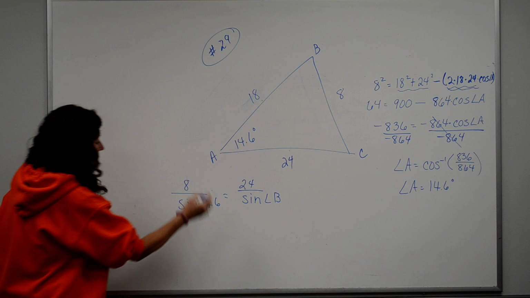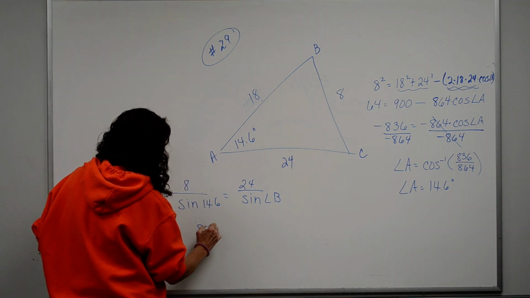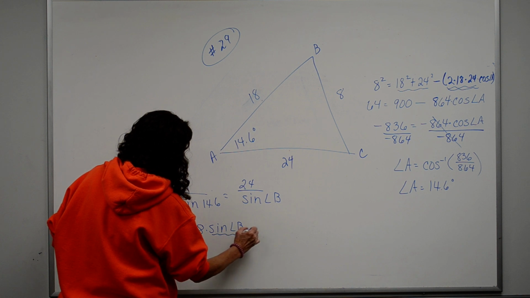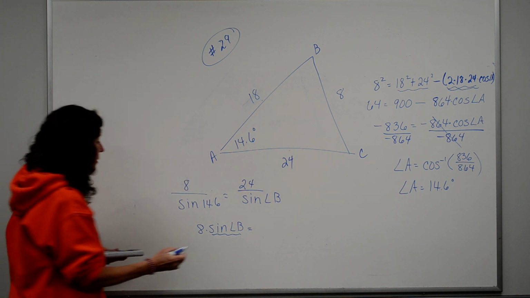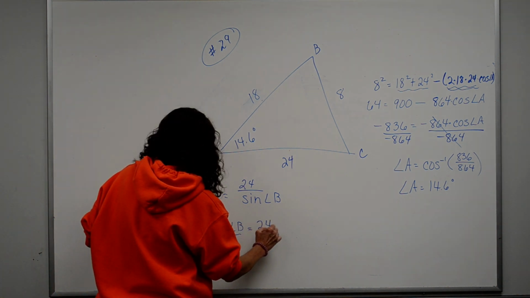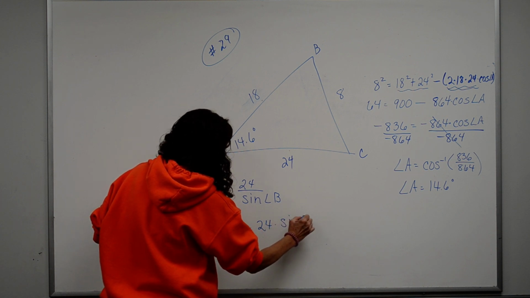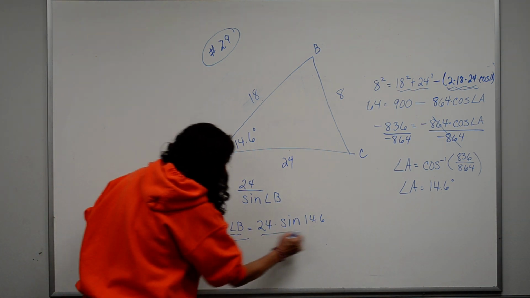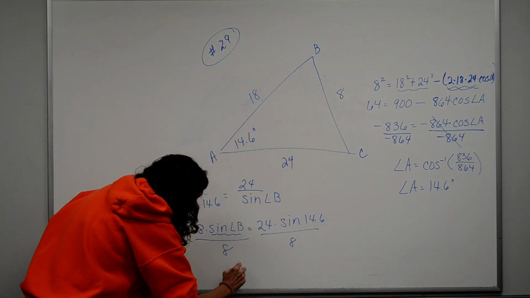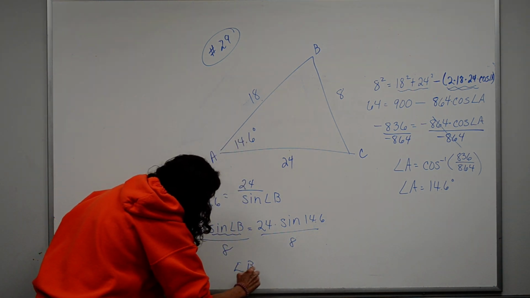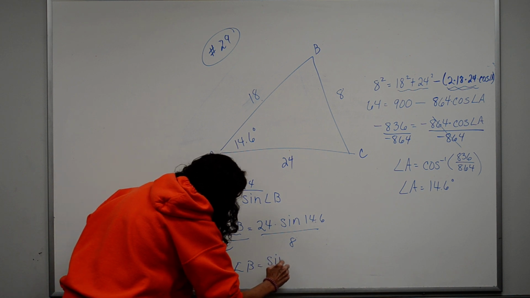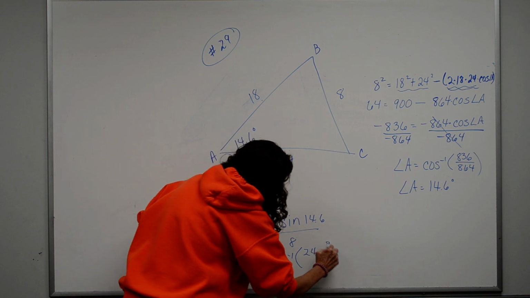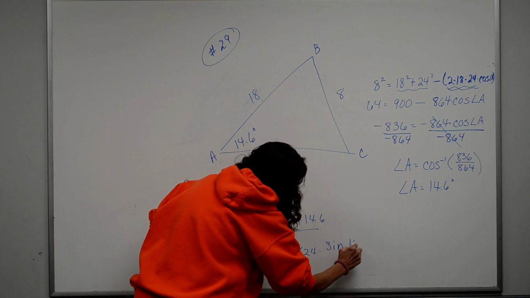I'm going to cross product, so I have 8 times the sine of angle B. Now that's your unknown right there, angle B, so you know that you're going to use inverse eventually. 24 times the sine of 14.6. Now to get rid of the 8, I'm going to have to divide. So ultimately, my angle B is equal to the inverse sine of 24 times the sine of 14.6.